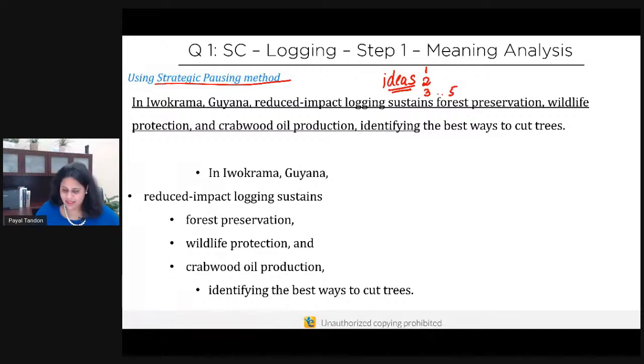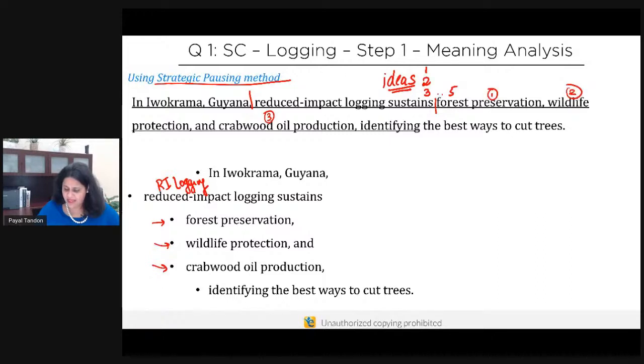So, in some city in Guyana, reduced impact logging sustains. This is my first pause. So in this city in Guyana, reduced impact logging sustains. That's my subject-verb pair. So I pause here. This is something, RI logging, that's what I'm going to shorten it to. Sustains something. Sustains what? Forest preservation, wildlife protection, and crabwood oil production. So 1, 2, 3: these are the 3 elements of my list of what RI logging sustains.